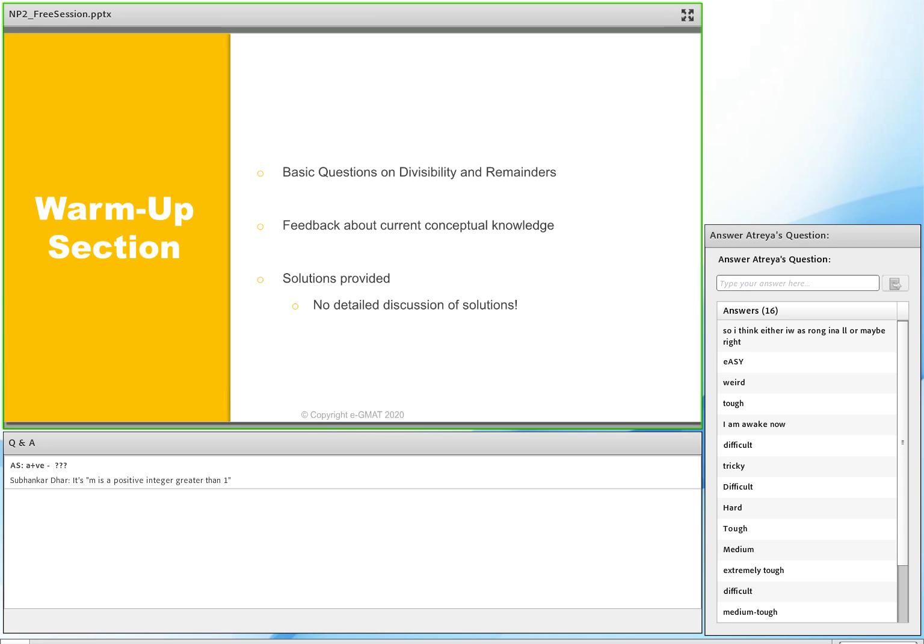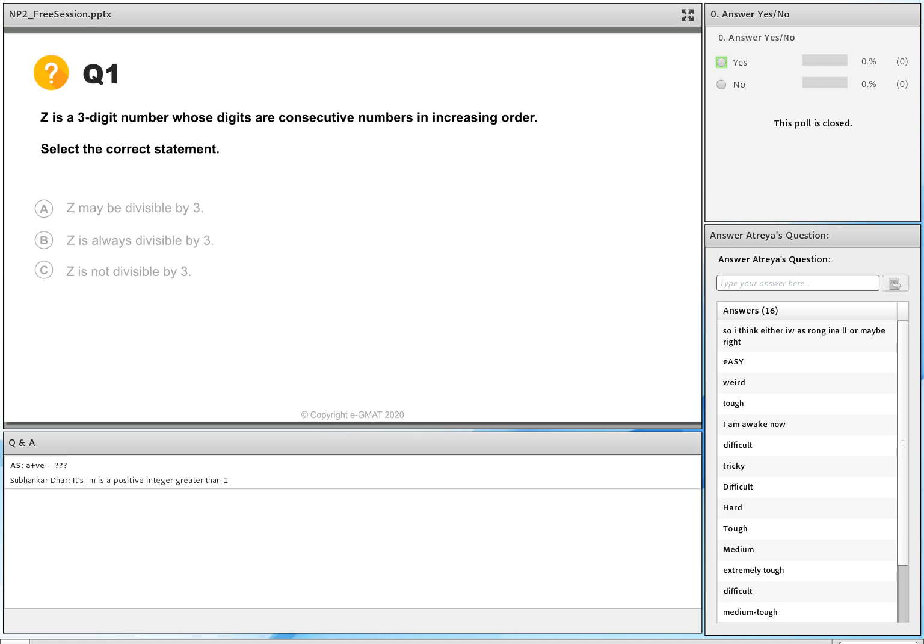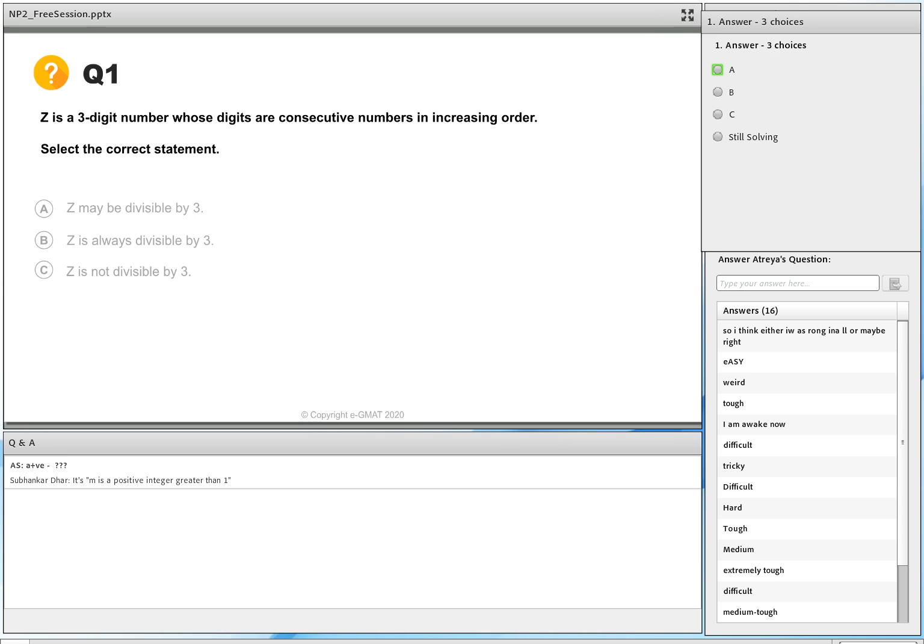In this warm-up section, we are going to discuss the basic questions on divisibility and remainders. I would also give you feedback on your current conceptual knowledge, and we'll note down the key takeaways and the important pointers that we need to keep in mind to solve questions in the GMAT context. Understand that these questions are not that difficult, so the solution would not be that detailed, but I know you would find it perfectly fine. All right, with that, let's move on with the first question and the same process. We'll first select still solving and then go to selecting the right answer choice.